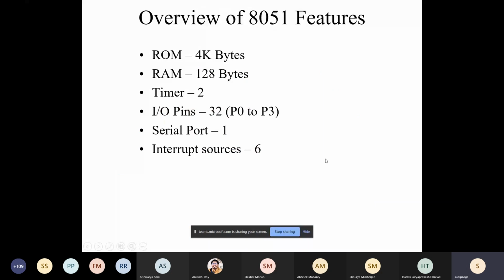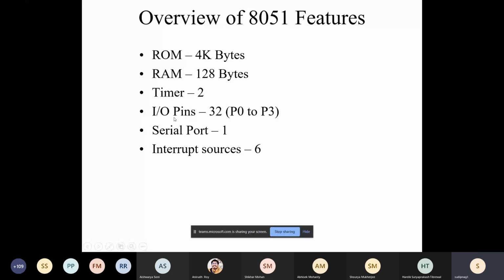Then the standard 8051 offers 4 kilobytes of read-only memory. This read-only memory may be flash kind, EEPROM type, or any other non-volatile memory. The standard 8051 also features 128 bytes of random access memory, which is a static random access memory type that we discussed. There are 2 timers in the basic version, but there could be even more in some other variants of 8051, like 89S52, which offers 3 timers.